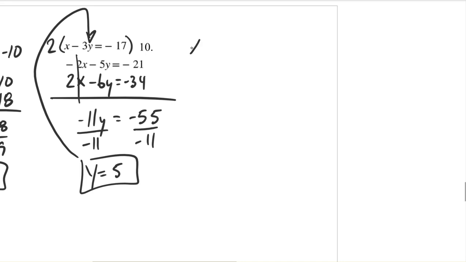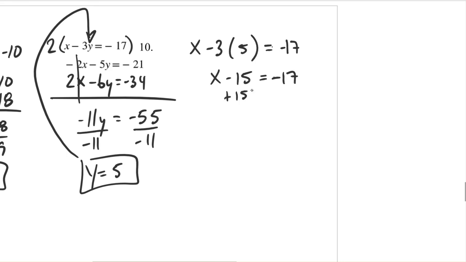X minus 3 times 5 equals negative 17. X minus 15 equals negative 17. Add 15 to both sides. X equals negative 2. Negative 2, 5 is our solution.